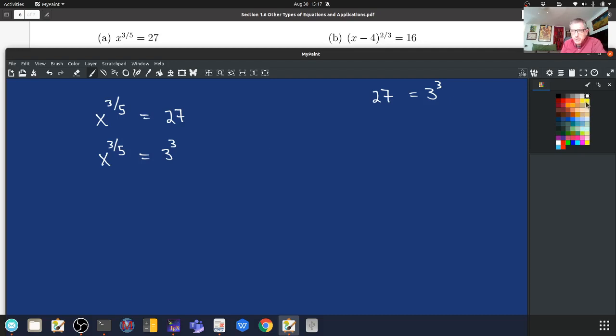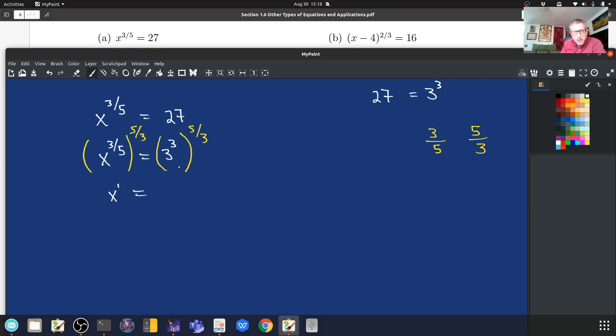Now we're going to raise both sides to the same power. And what power is that? Well, my rational exponent is 3/5, and its reciprocal is 5/3. So I'm going to raise both sides to the 5/3 power. Since I chose the reciprocal of 3/5 as my new power, that's just going to leave me with x here, because 3/5 times 5/3 is 1, so x to the 1st power is just x.